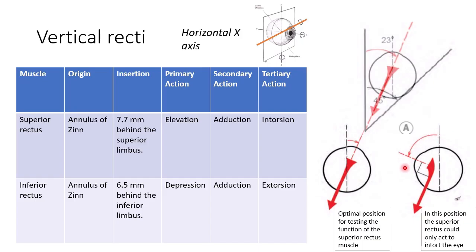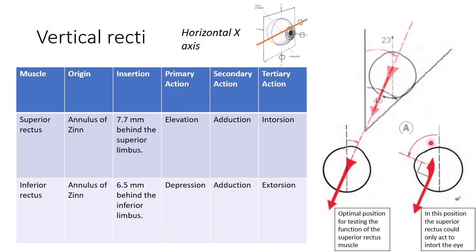Or simply remember what happens when the eyeball is adducted. When the eyeball is adducted, the line of action of superior rectus or inferior rectus is now perpendicular to the orbital axis, such that the angle between them is 90 degrees. Whenever the angle between the line of action of the muscle and the orbital axis is 90 degrees, then a rotational movement happens. This is true for the vertical recti as well as for the oblique muscles.